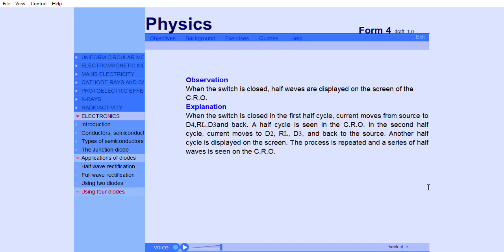Explanation. When the switch is closed in the first half cycle, current moves from the source to D4, RL, D3, and back. A half cycle is seen on the CRO. In the second half cycle, current moves to D2, RL, D3, and back to the source. Another half cycle is displayed on the screen. The process is repeated and a series of half waves is seen on the CRO.